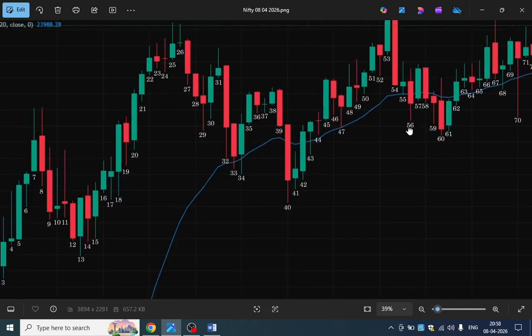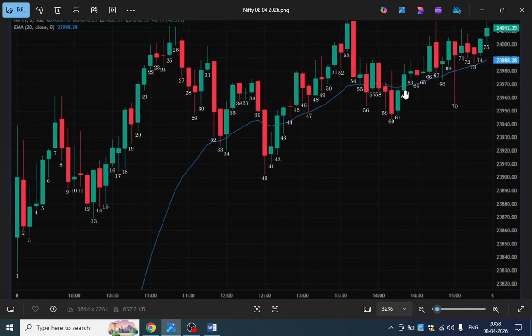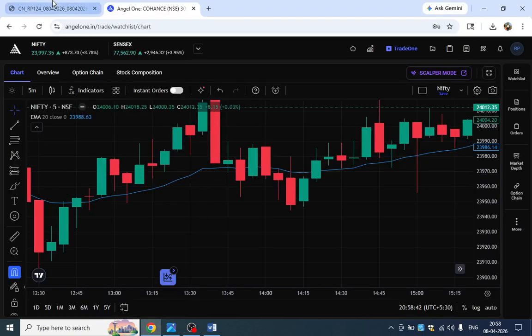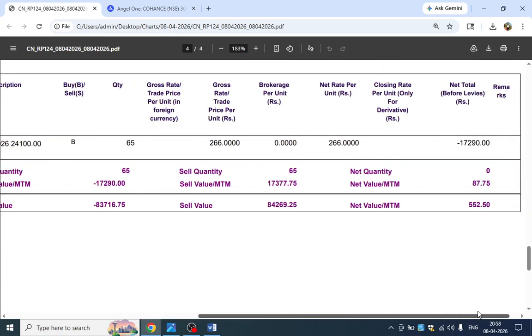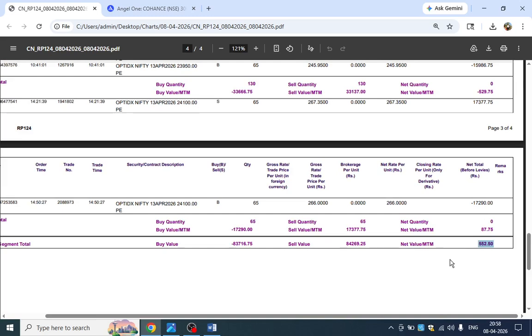So if you review my trades, this was my trade where I got out at strict stop loss. This was also where I got out at strict stop loss. Here I got out at break even. At this point also I got out at break even. So as you can see from my contract note, I didn't make much money. My total was around 552 rupees. Not good, it was okay.